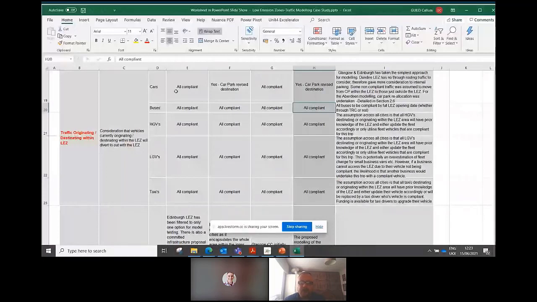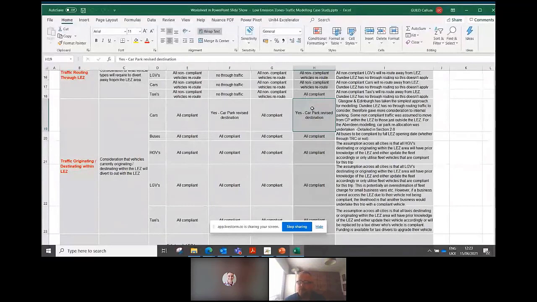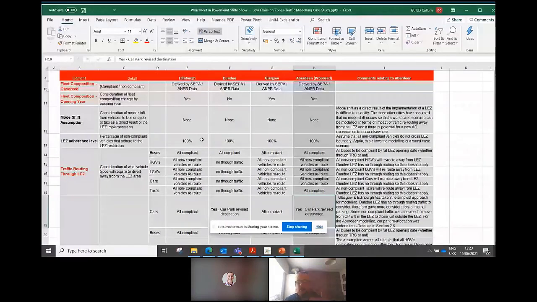In terms of cars, there were different assumptions across the 4 cities. Different cities took different views. In Aberdeen, we looked at a mixture of some cars that would automatically be compliant, but some cars that were parking in off-street car parks, there would be a reallocation of destination. And again, I've got a slide relating to that that'll explain that more clearly. So there's a whole series of things that we need to consider before we even model anything in terms of what is the assumption here of what's going to happen with our low emission zone. How do we model this?